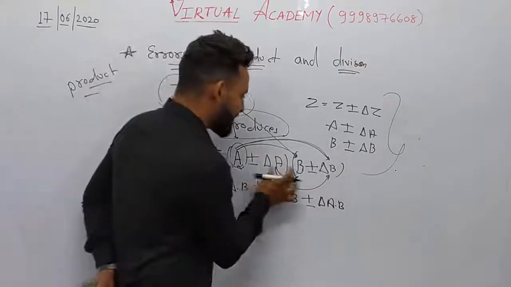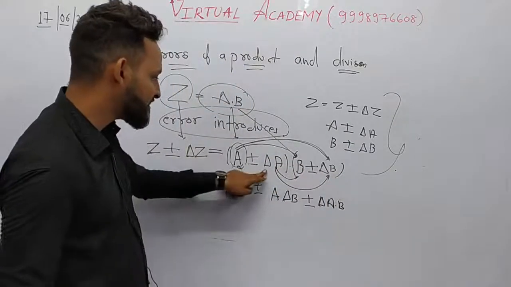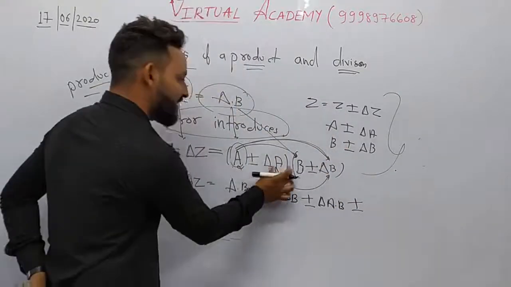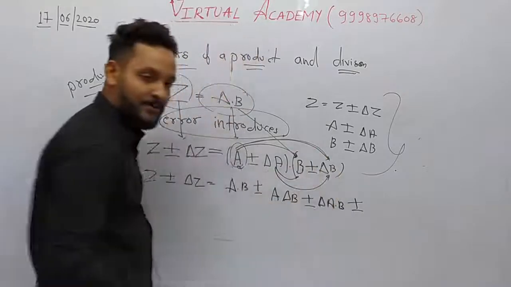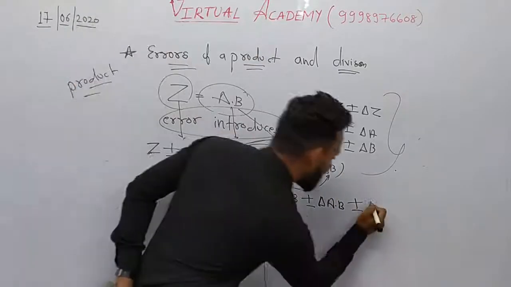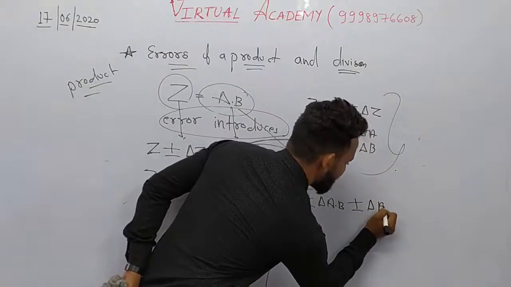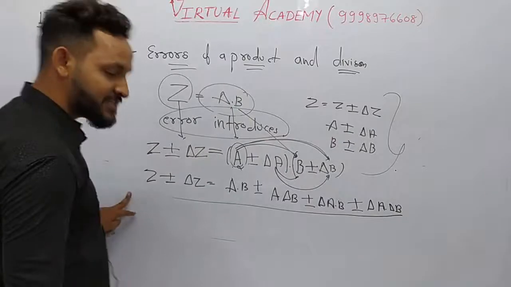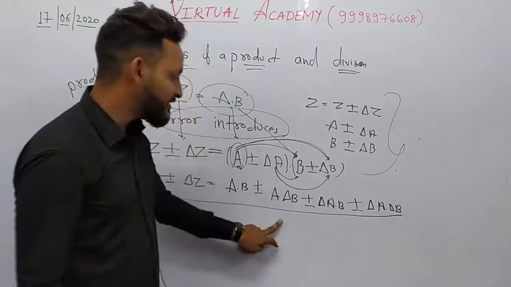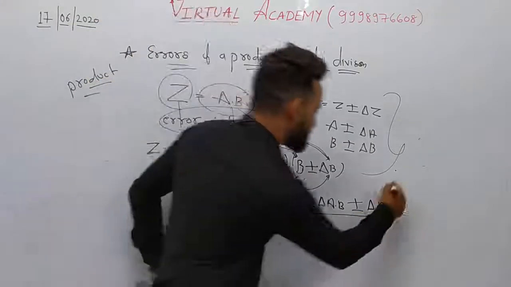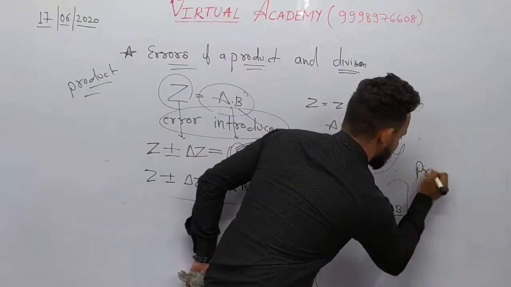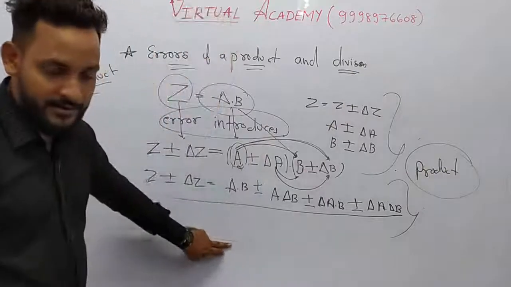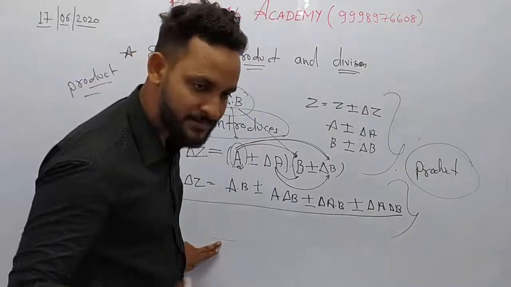Now what about delta A and delta B? There is a symbol, basically plus and minus, so we have to put the symbol plus and minus. Now delta A, when it is multiplied with delta B, becomes what? Delta A into delta B. Clear, student? It's our equation for the product. This equation is followed for the product quantity when we are dealing with a product. Clear? Dear student, is the concept clear?